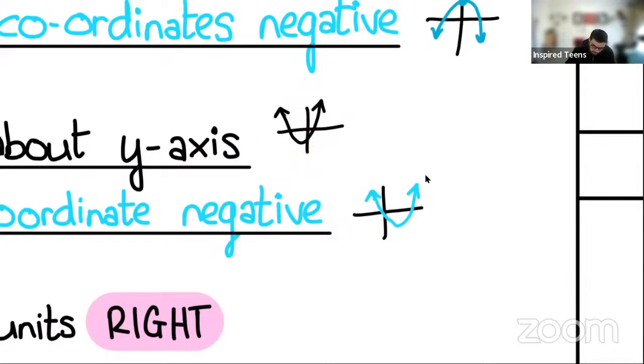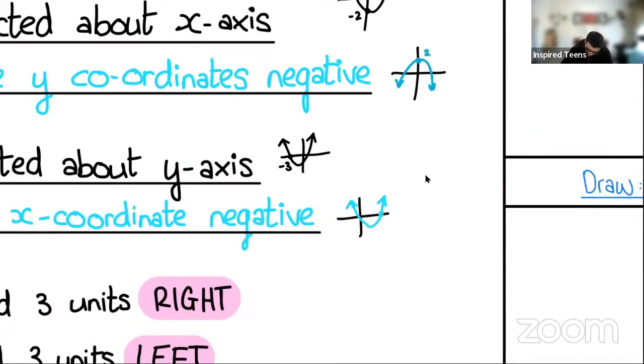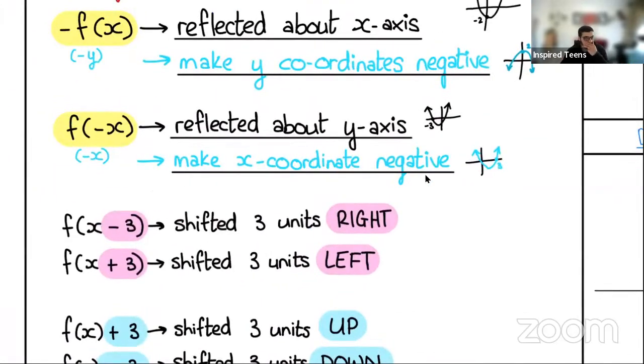Okay, it makes all the x coordinates negative. So for example, this particular point here was -3, and here it will be +3 when it's reflected about the y-axis. Okay, so that's just an example of it making all its x coordinates negative. So it flips all its x coordinates while y coordinates actually remain the same.